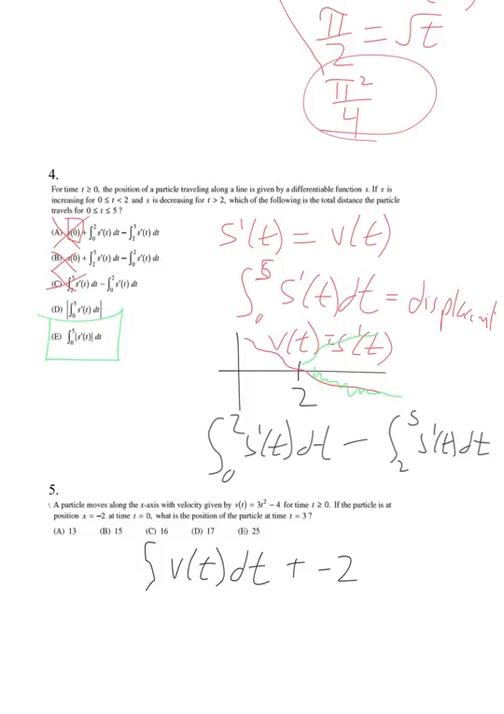Now my interval here is from 0 to 3. This is what my position at time t equals 0 plus my change in position from 0 to 3 should give me my final position. And I believe our answer there is A. So that's our 3 multiple choice questions for this assignment.